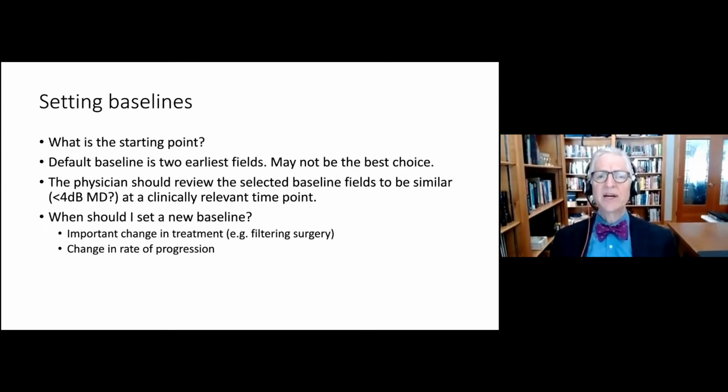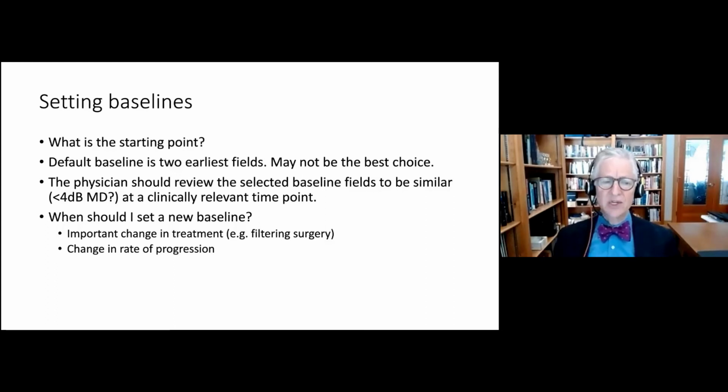The baselines matter. Spend some time with the baselines. By default, the machine picks the first two fields, but if that first field was unreliable, throw it out. You should pick two reliable baseline fields and hopefully pick ones that you get relatively close together in time. You don't want to wait a year and have your baselines a year apart. I usually try to get 3 fields within the first year so I can start using the GPA software as soon as I've gotten that third field.